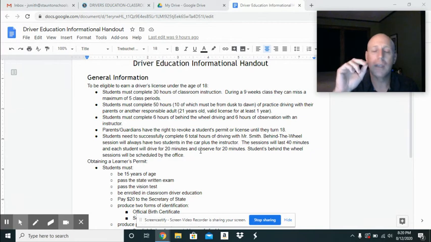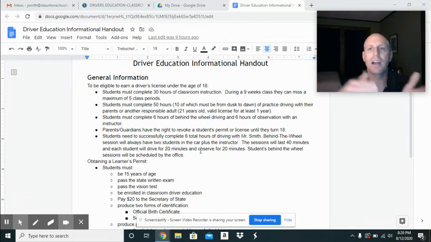Let's say that you're scheduled to drive with student B. So you're student A and you're scheduled to drive with student B. But student B is sick that day. Well, we will find someone else to be in the car with us. It will never be just the teacher and one student. It'll always be at least 2 students.